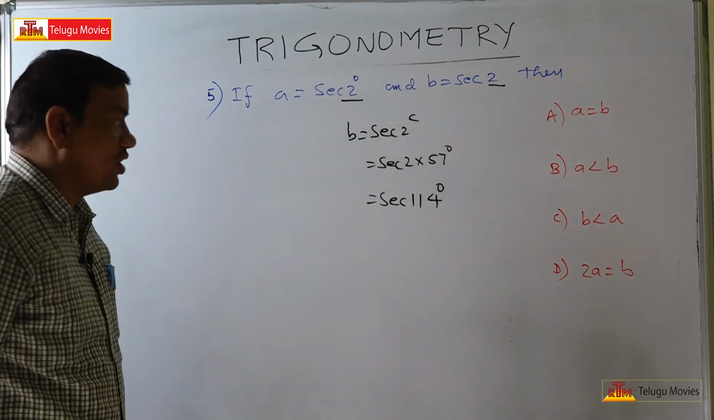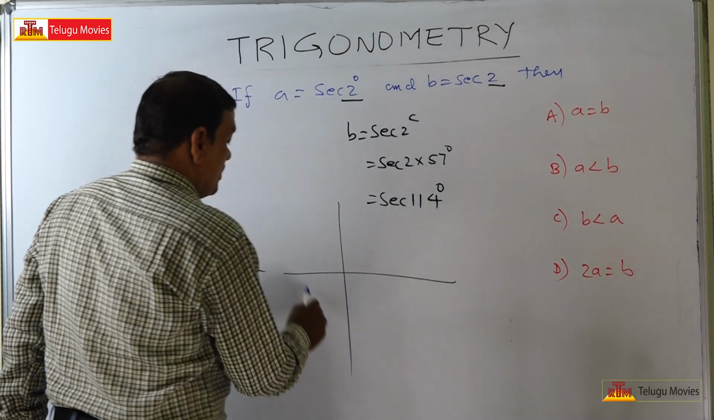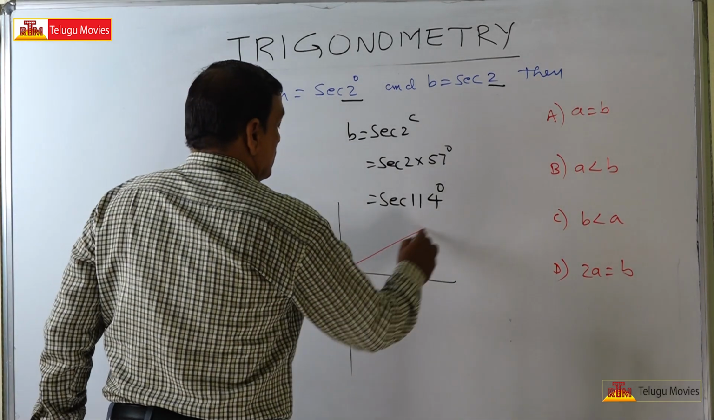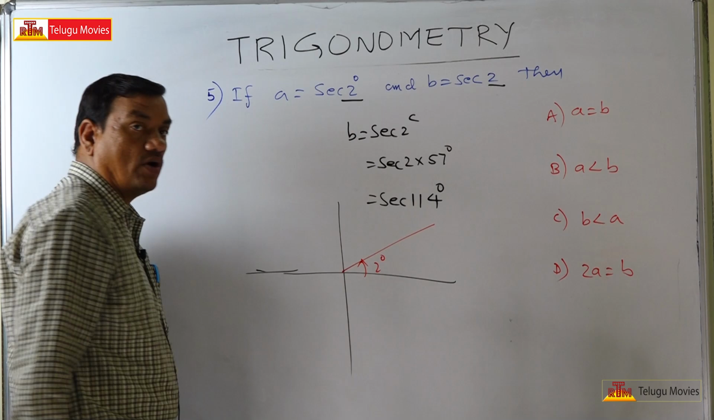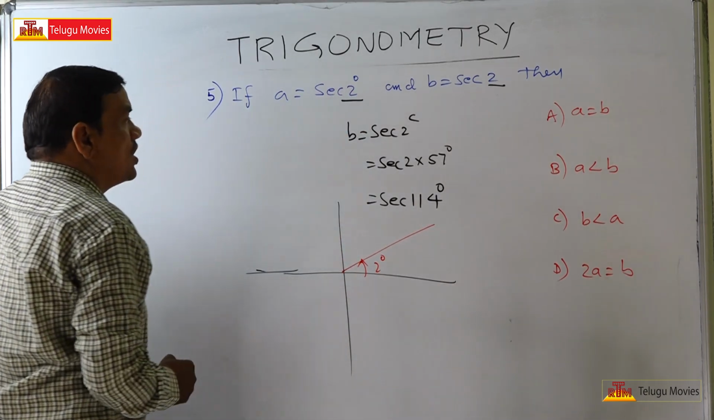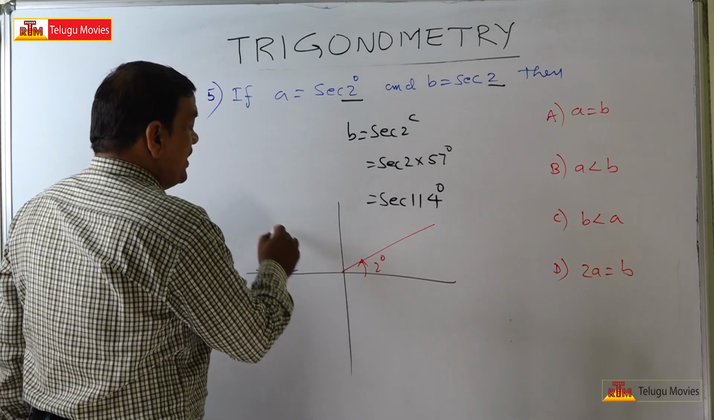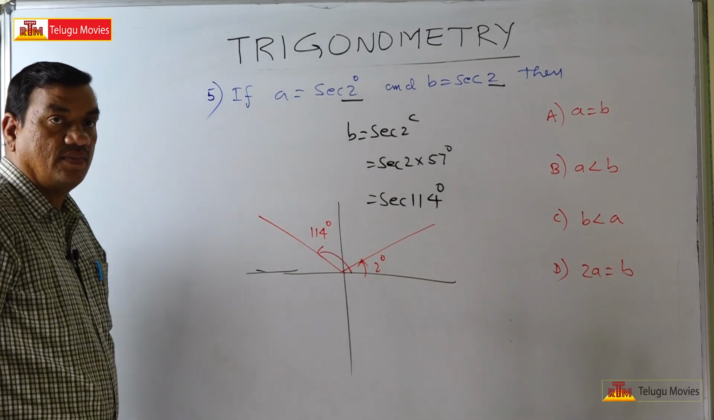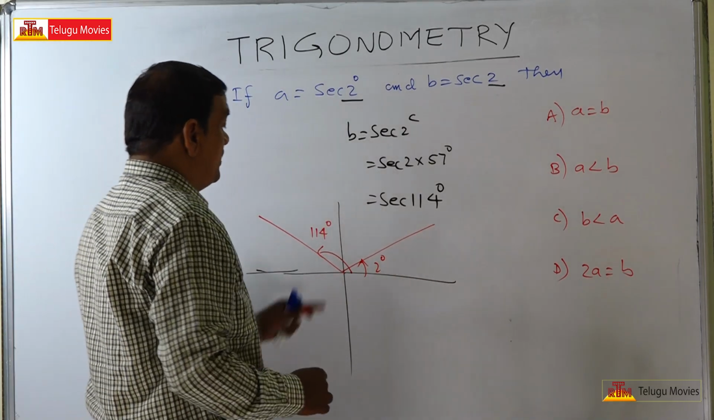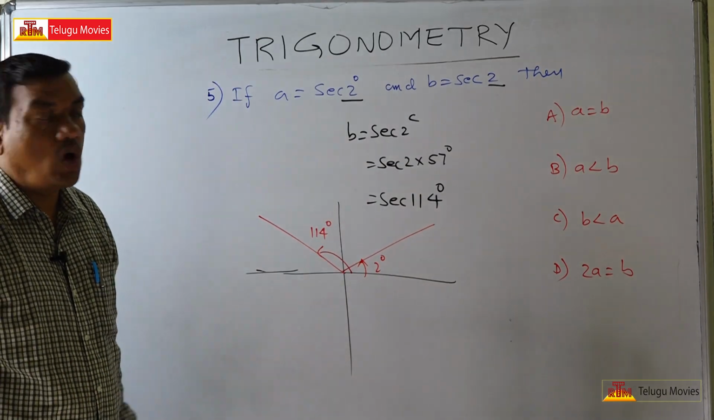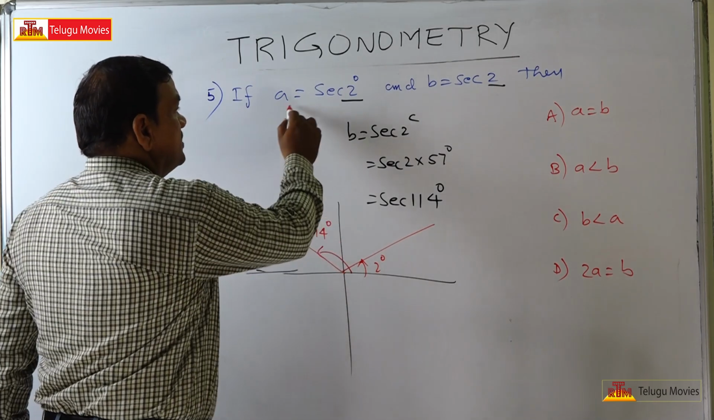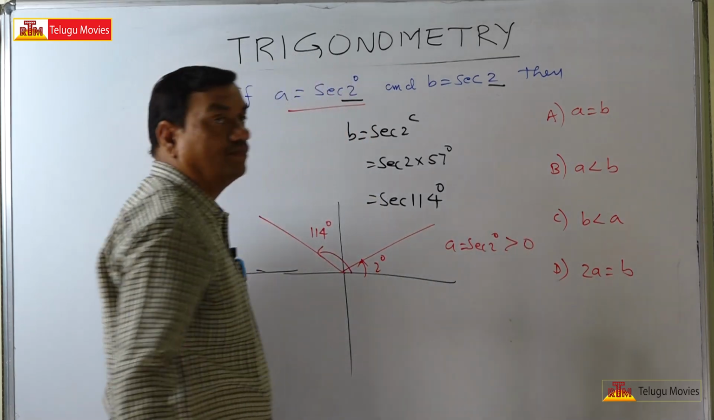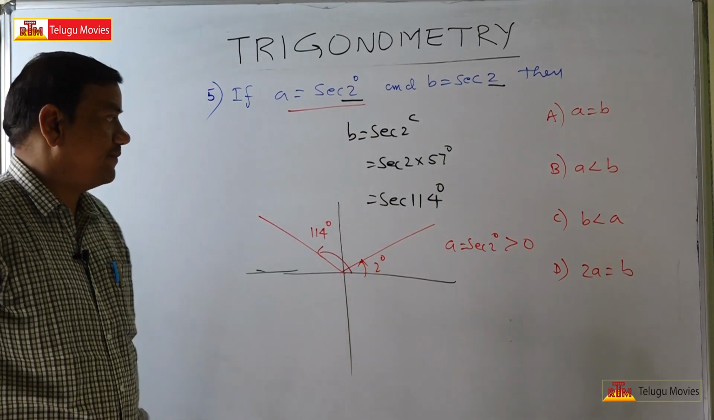Now which is greater, which is smaller? Let us see. This is secant 2 degrees. 2 degrees lies in the first quadrant, so secant 2 degrees belongs to the first quadrant. 114 degrees belongs to the second quadrant. In the second quadrant, secant is negative. All Silver Tea Cups. That means A, secant 2 degrees, is greater than 0, positive. Why? It belongs to the first quadrant.